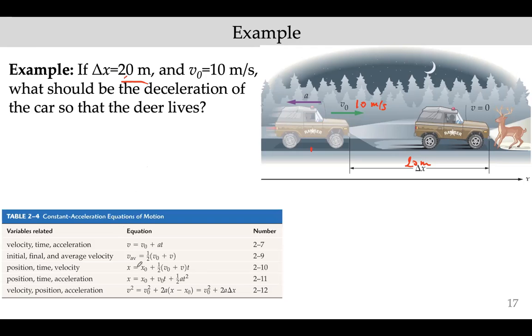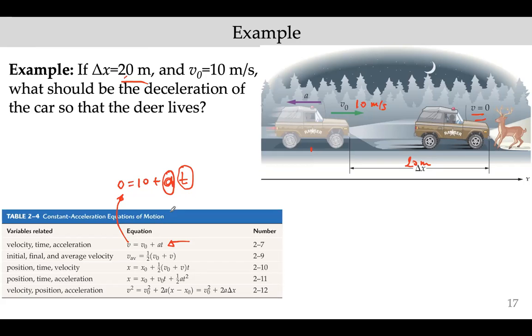Well, which equation do you have to use from these? You can use different equations. For example, you can use this one. The final velocity, because it wants to stop here, right? The final velocity will be 0. We know the initial velocity, 10, plus, we don't know the deceleration, which will be a, times t. Do we know t? Well, we don't know t, we don't know a. We have two unknowns. With one equation, you cannot solve for two unknowns.